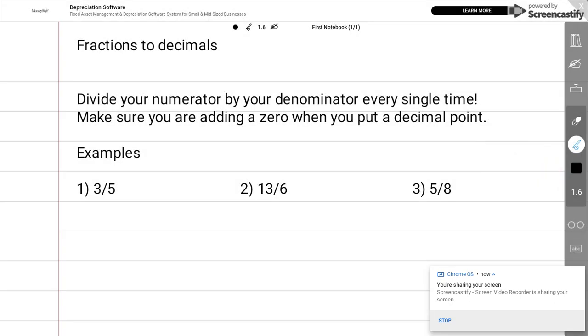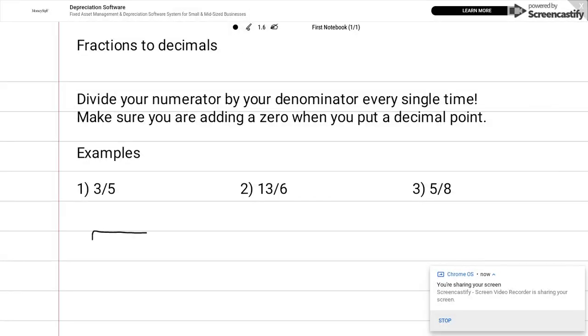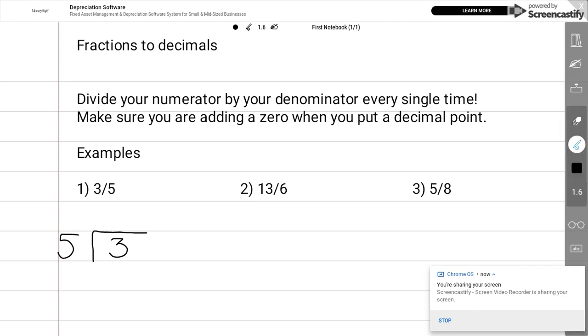So I'm going to change to the color black here, and I'm going to dive right into the first example. So right now I have the fraction 3/5. I want to make that a decimal. The 3 is my numerator, so it's going to go underneath here. And my 5 is my denominator, so it goes on the outside. So let's switch over to the color blue. The first thing I need to ask myself is, how many times can 5 go into the number 3? And the answer is, well, it can't.